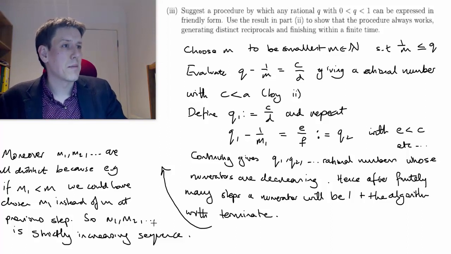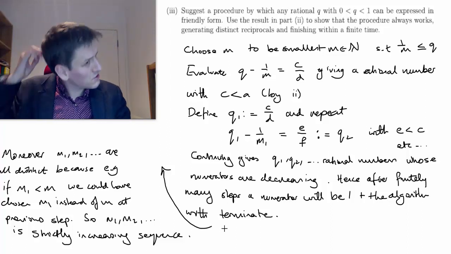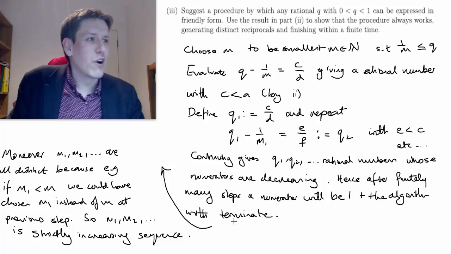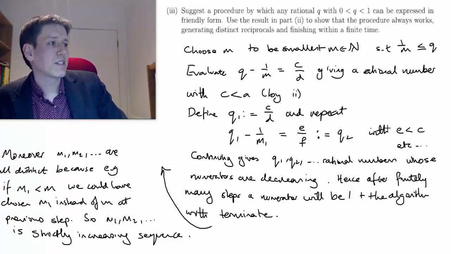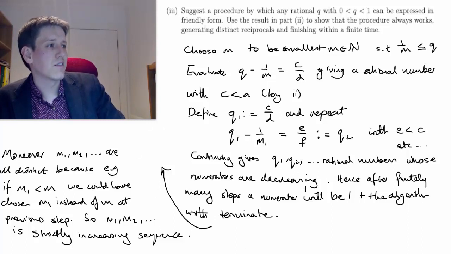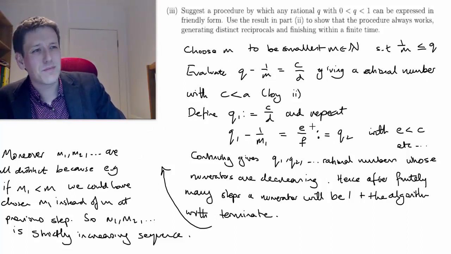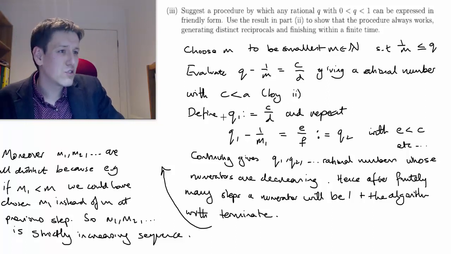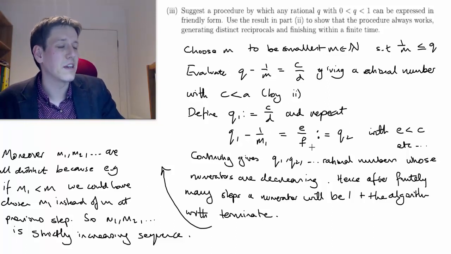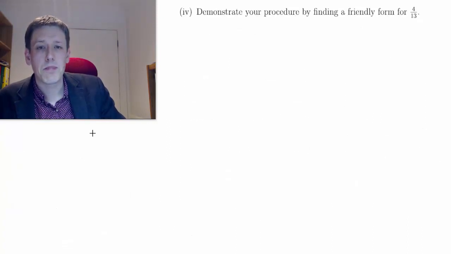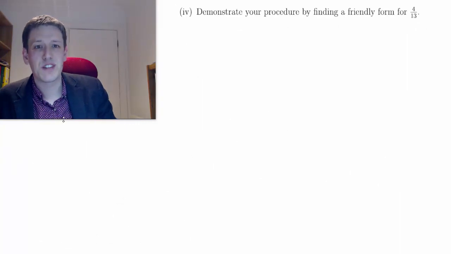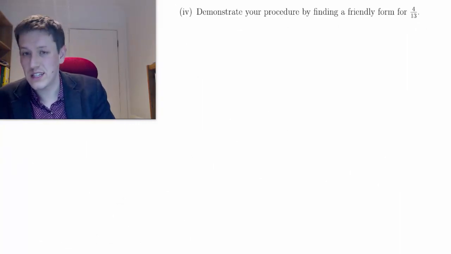Okay, sorry about my handwriting here; it's not too easy to write on this tablet sometimes. But hopefully that all makes sense, and you can see the sort of argument that you're meant to write out here. Answers don't have to be super long. They've just got to be rigorous and correct, and tick off every point. Okay, so it says part 4, demonstrate your procedure by finding a friendly form for 4/13.